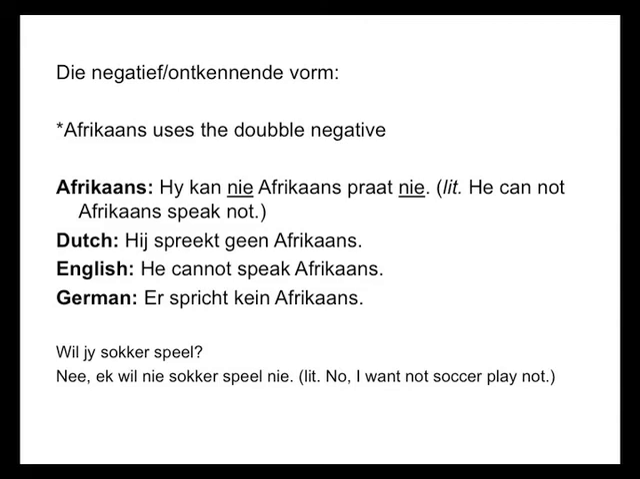And then I've got another sentence just highlighting this once again at the bottom. Wil jy soccer speel? Means, do you want to play soccer? And then to reply to that, if you didn't want to play soccer, you would say, Nee, ek wil nie soccer speel nie. Which means, no, I don't want to play soccer. But literally it means, no, I want not, soccer, play not. So it seems a bit confusing at first, but once you get used to it, it's incredibly easy and it comes incredibly naturally when speaking.